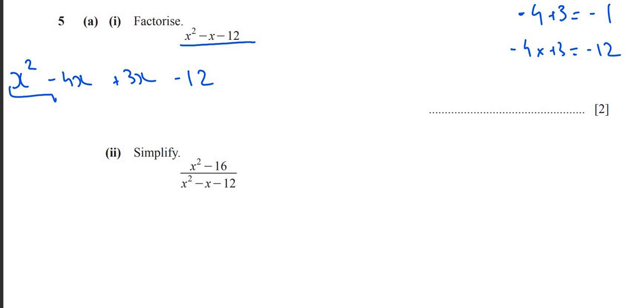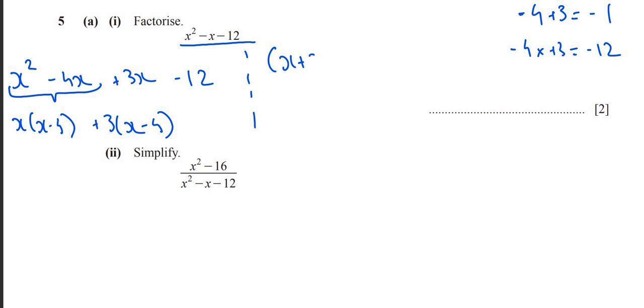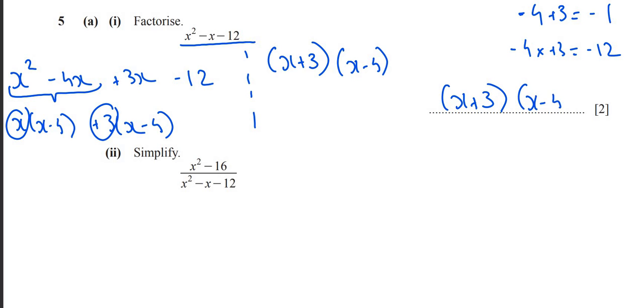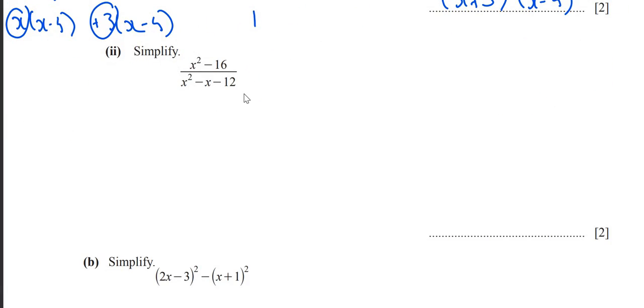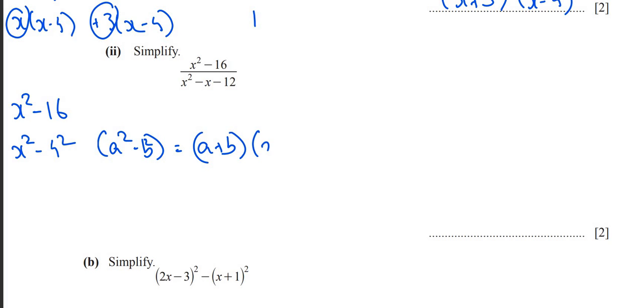So factorize: take x as common, x minus 4, take plus 3 as common, x minus 4. So this becomes x plus 3, these two numbers, and x minus 4, these two numbers. So your answer is going to be x plus 3 and x minus 4. Moving on to the next question, it says x square minus 16. You can write x square minus 16 like this as well, x square minus 4 square. If you look at it, it's an identity, a square minus b square, which means a plus b and a minus b. So this will become x plus 4 and x minus 4.